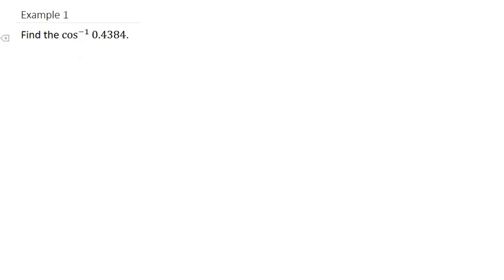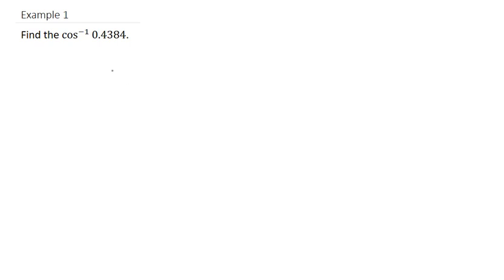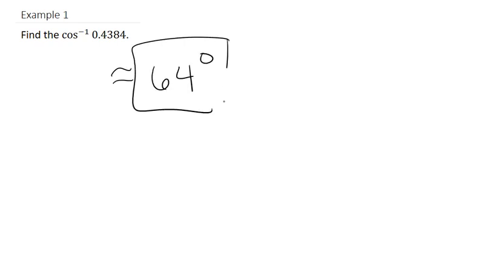Example 1. Find the inverse cosine of 0.4384. So we'll get our calculators out. We can enter 0.4384, take the inverse cosine, and we find that we can just round to 64. So this is 64 degrees.